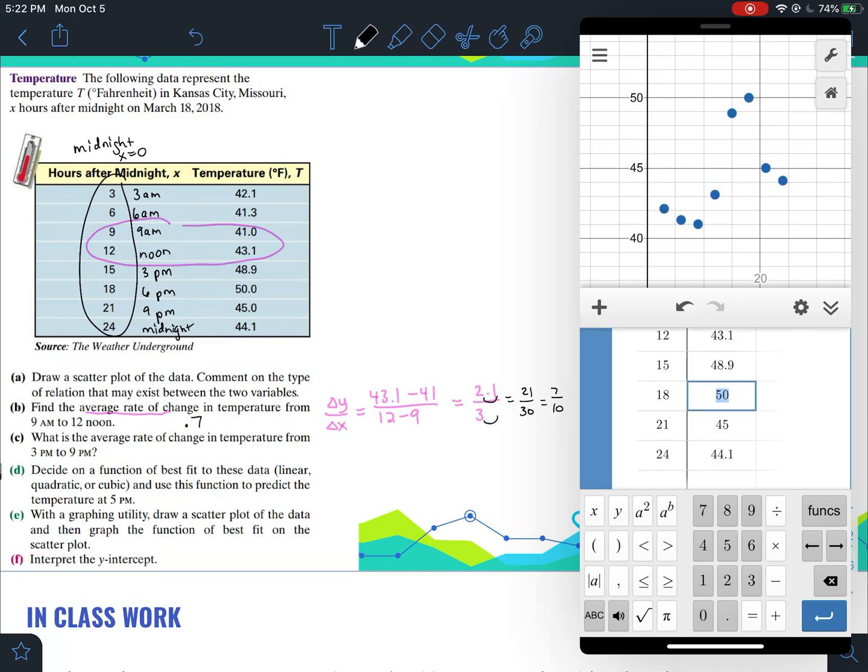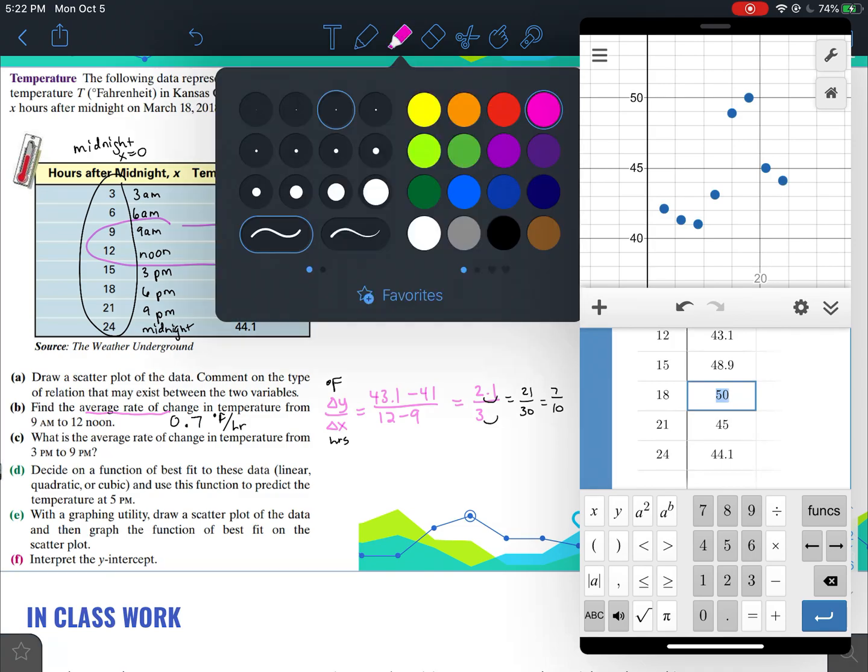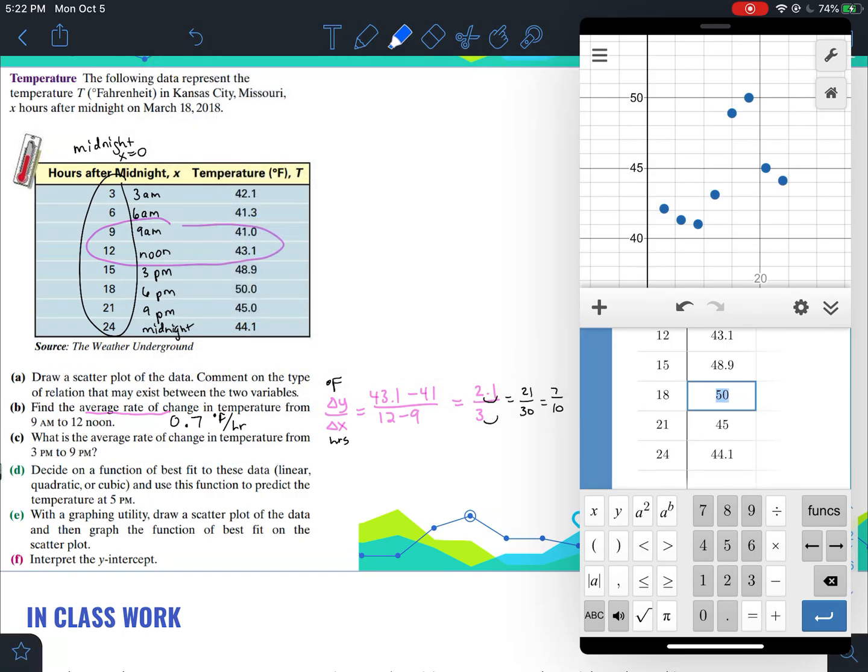So the average rate of change of the temperature from 9 a.m. to noon is 0.7. Remember, it's change in y over change in x. The y values are degrees Fahrenheit, and the x values are in hours after midnight. So this is 0.7 degrees Fahrenheit per hour. Between 9 and noon, the temperature was increasing about 0.7 degrees per hour.